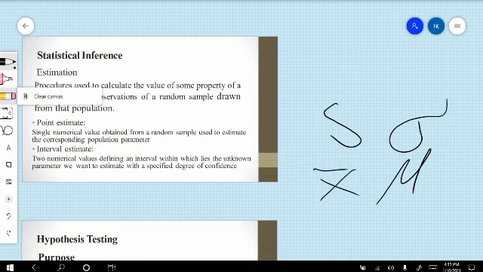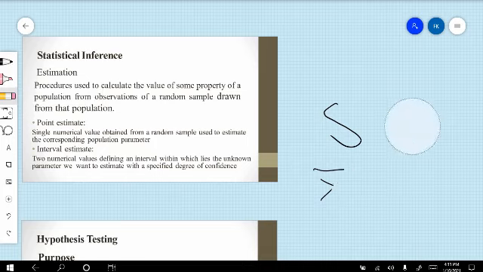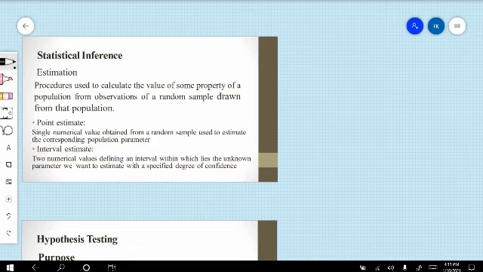We also have what's called interval estimate. Interval estimate: here we have two numerical values within which we suspect that the parameter of the population lies, with a specified degree of confidence. So we have two values. For example, we say 2 to 10.